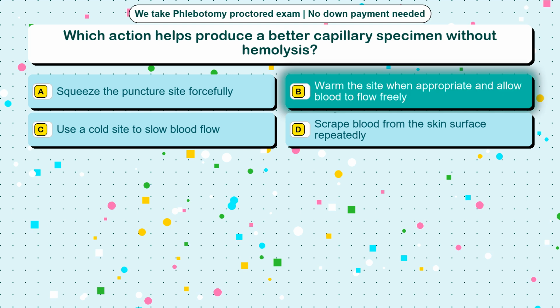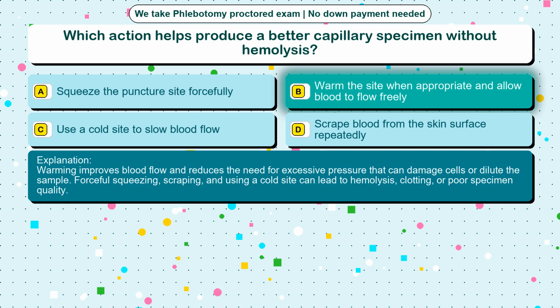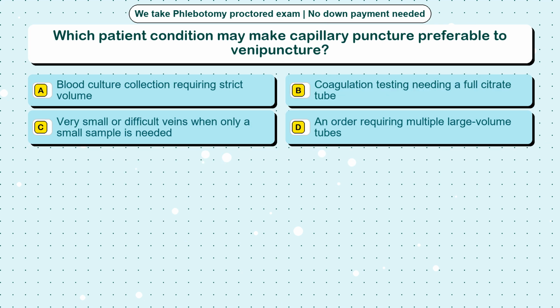The correct answer is option B, warm the site when appropriate and allow blood to flow freely. Warming improves blood flow and reduces the need for excessive pressure that can damage cells or dilute the sample. Forceful squeezing, scraping, and using a cold site can lead to hemolysis, clotting, or poor specimen quality. Question 67. Which patient condition may make capillary puncture preferable to venipuncture? Option A, blood culture collection requiring strict volume.